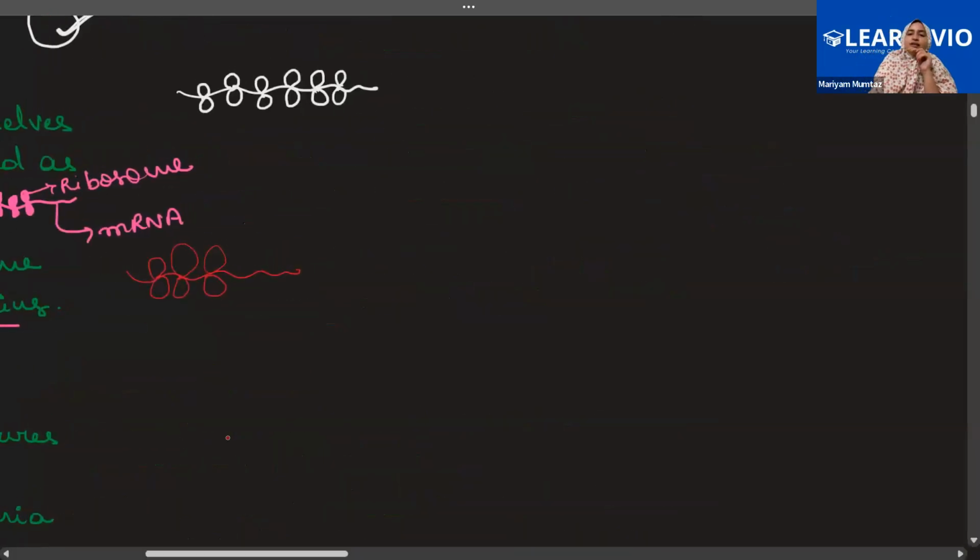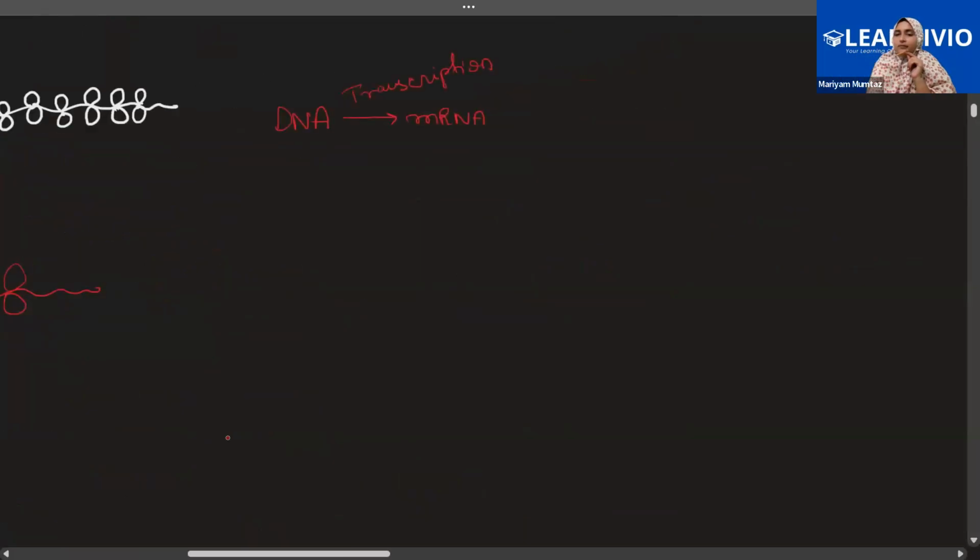I'll tell you one thing in advance, this is not to be known by now, but from the DNA, mRNA is formed by the process called transcription. And then from the mRNA, the proteins are formed by the process called translation. So that ribosome or polyribosome performs here.